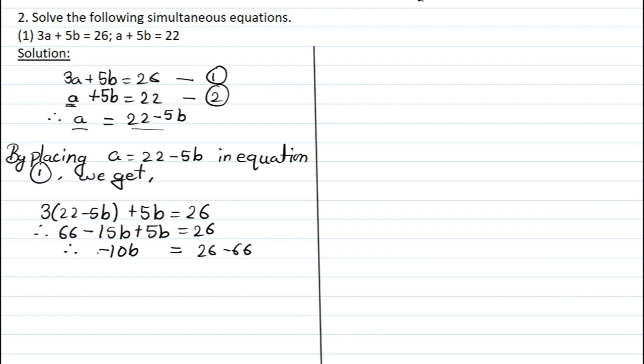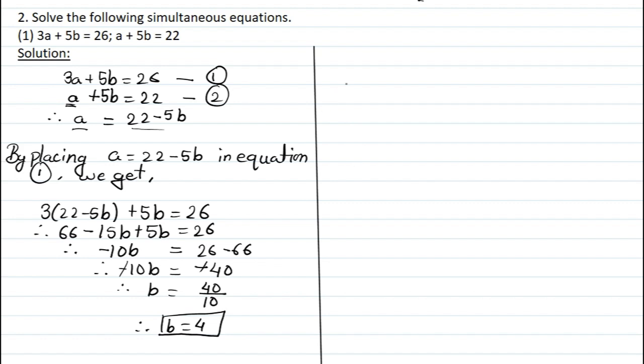26 minus 66. This implies minus 10b equals minus 40. Negative signs will get cancelled and this 10 will get shifted to the other side. You can cancel out negative signs. Therefore, b equals 4.